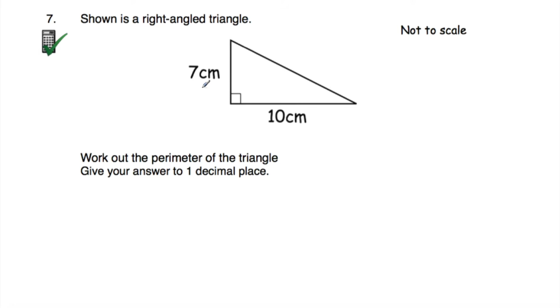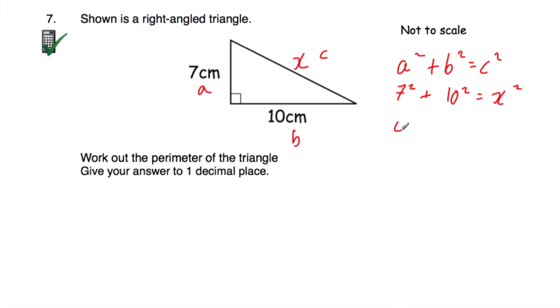So let's label the sides of the triangle A, B, and C, and I'm just going to call that side X to begin with. So we've got A is 7 centimeters, B is 10 centimeters, and C is X. You could label these the other way around if you wish. And let's write down Pythagoras' theorem. A squared plus B squared is equal to C squared. So A squared, that's going to be 7 squared, plus B squared, that's going to be 10 squared, is equal to C squared, and that's going to be X squared.